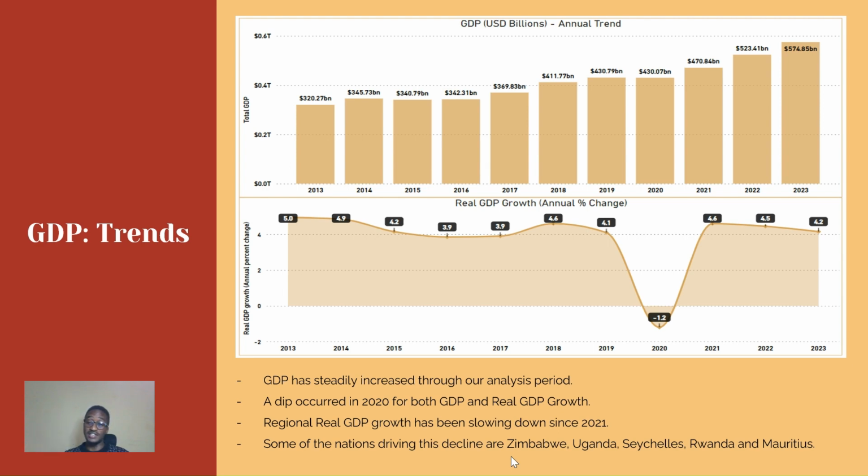But you can see, unfortunately, again, there seems to be a slow decline: 4.6, 4.5, 4.2. So there's a chance that this might continue into this year, even though the nominal GDP has been increasing since 2020, as you can see up top. Now, if you consider the decline that's happening, some of the nations driving this are Zimbabwe, Uganda, Seychelles, Rwanda, and Mauritius. There are probably two more, but these are just some of the nations driving the decline we're seeing in real GDP growth, the change year on year.